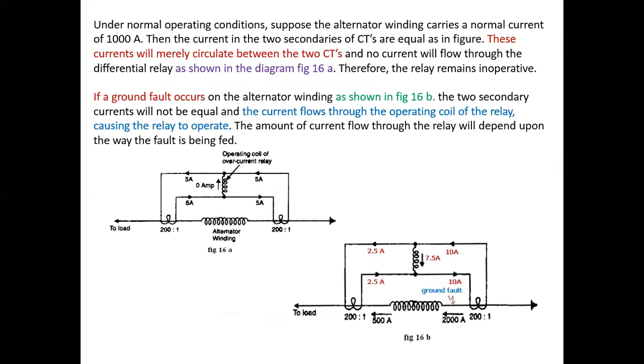Under normal operating conditions, suppose the alternator winding carries a normal current of 1000 ampere, then the currents in the two secondaries of the CTs are equal, as in the figure. These currents will merely circulate between the two CTs and no current will flow through the differential relay, as shown in the diagram. Therefore, the relay remains inoperative. If a ground fault occurs on the alternator winding, the two secondary currents will not be equal and current flows through the operating coil of the relay, causing the relay to operate. The amount of current flow through the relay will depend upon the way the fault is being fed, as shown in the figure.